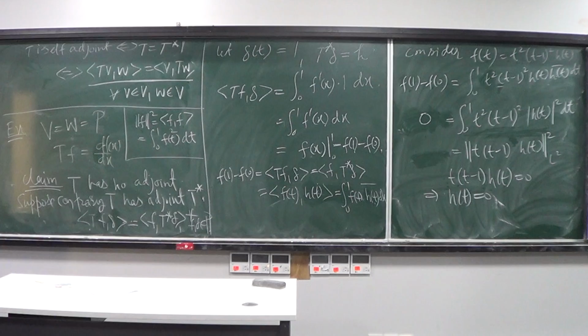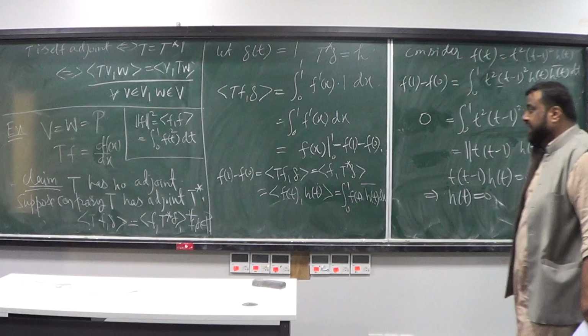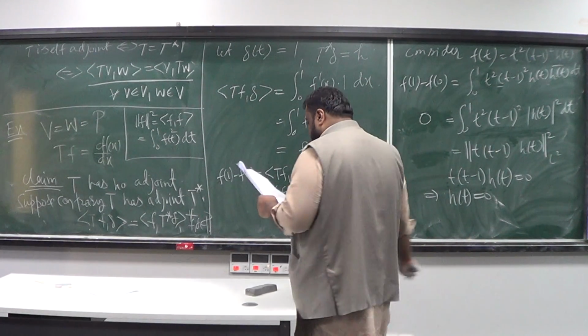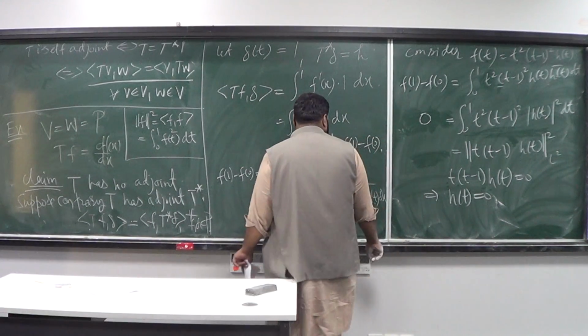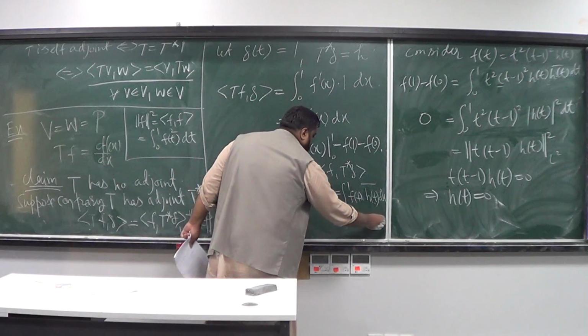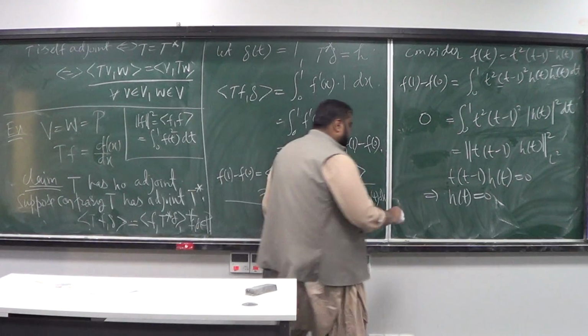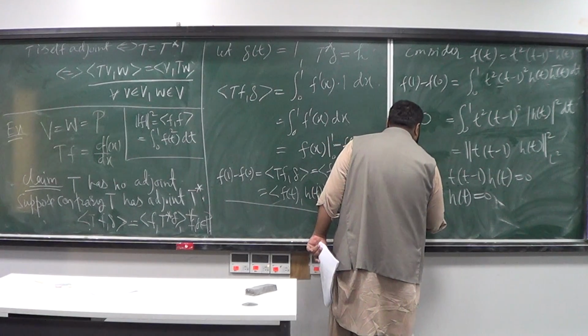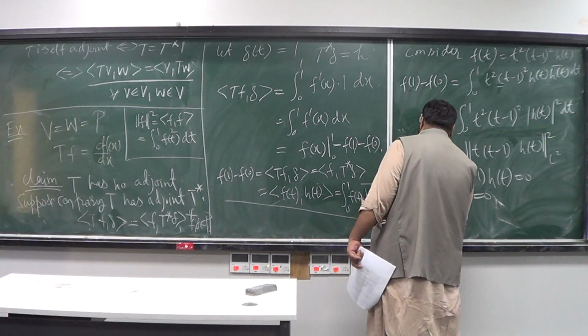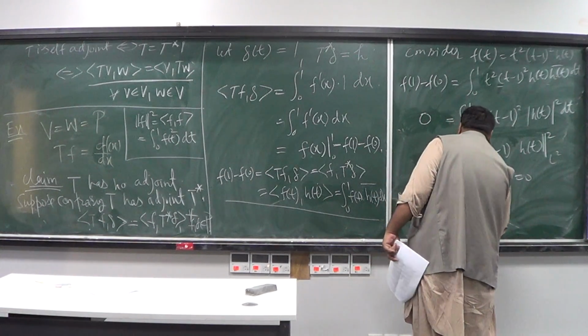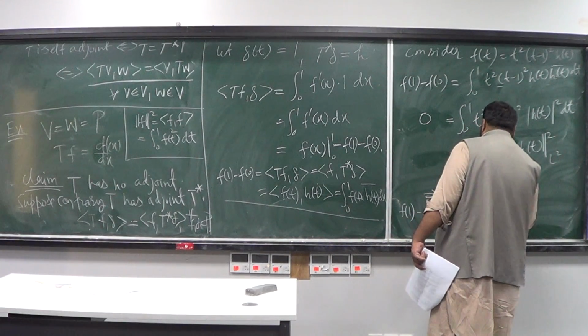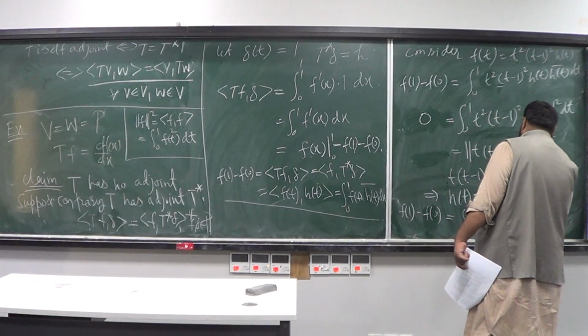Now here is the case, which implies that h of t is 0. And if h of t is 0, then we have the following trouble. What is the trouble? The trouble is this. I'm going to use this identity. Which identity? This identity. What does this identity show? This identity shows that f of 1 minus f of 0 is equal to the integral from 0 to 1 of f of t times h of t bar dt, equal to 0.